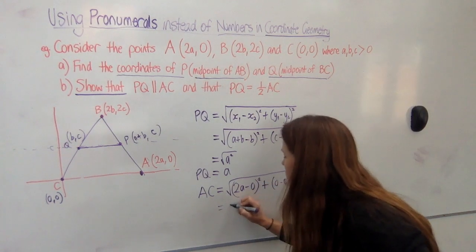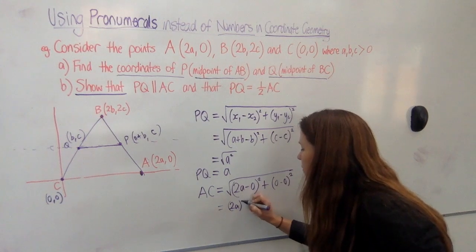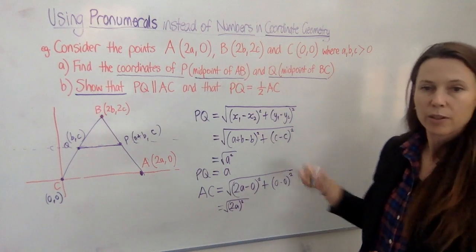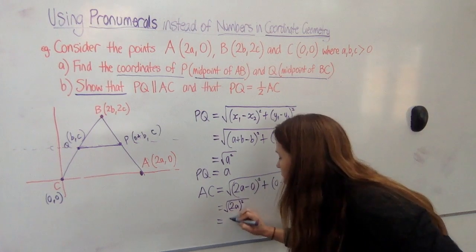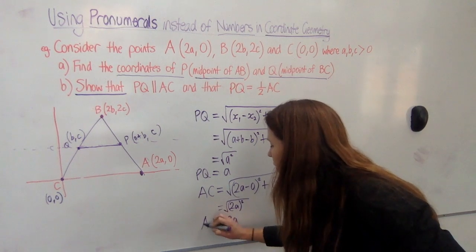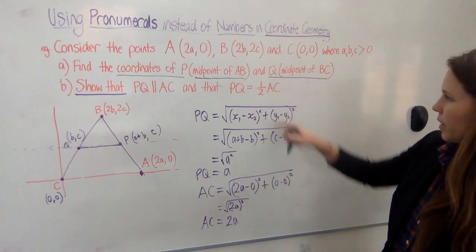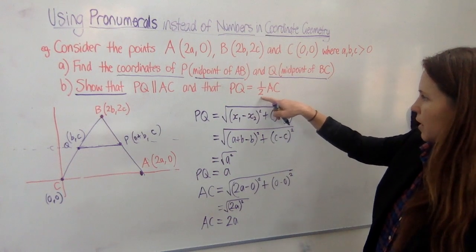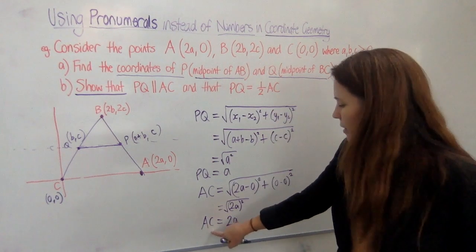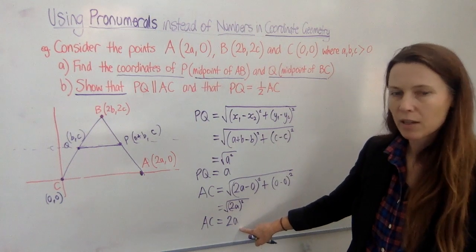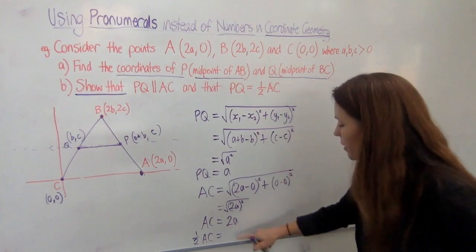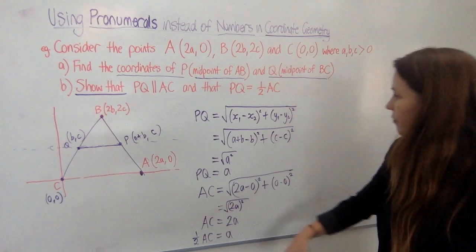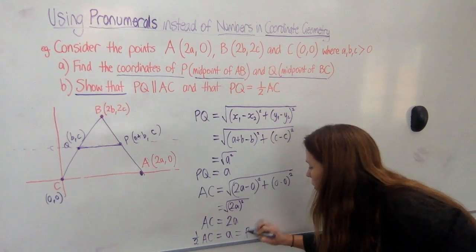Now, if I've got 2a, and I've squared it, but I've also taken the square root of it, those two operations undo each other, don't they? So I've really just got 2a. Now, we're asked to prove that PQ is the same as half of AC. Well, if AC equals 2a, what's half of AC? Let's write it down and really spell it out. Half of AC is just half of that, which is equal to PQ.